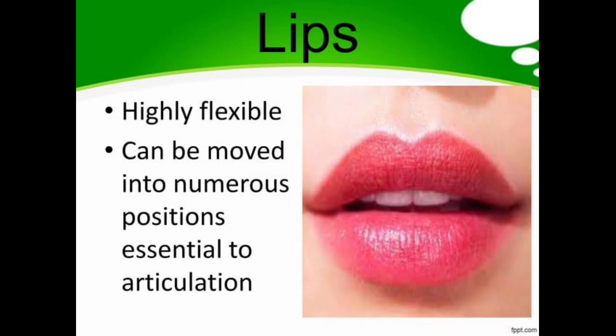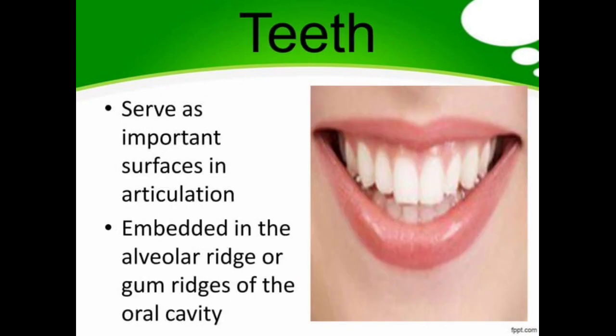Lips also allow us to communicate with others through nonverbal cues, such as smiling, frowning, talking, or eating. Teeth are an important part of the speaking process, as they help to produce and modify different sounds and contribute to speech clarity. Here are some facts about how teeth work in speech.